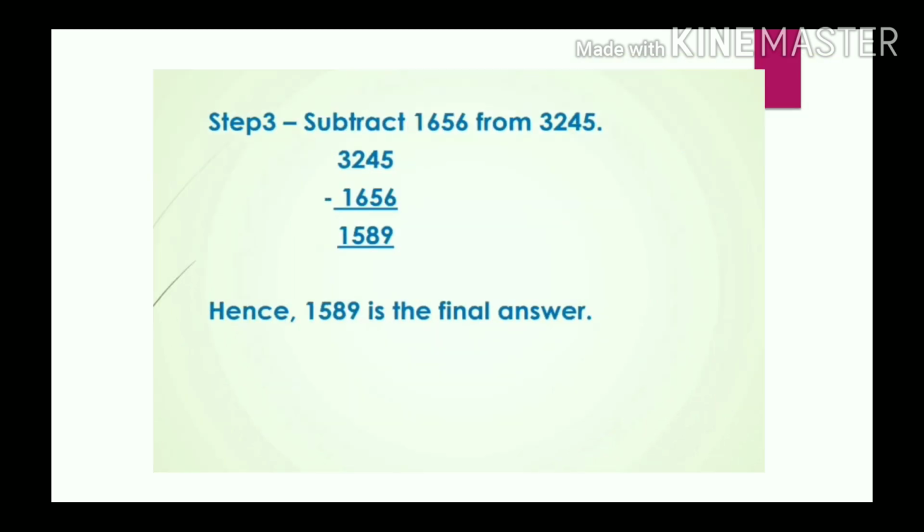Now students, step 3 is subtract the sums. So we'll subtract the smaller sum from the greater sum. After subtracting 1656 from 3245, we get 1589. So hence 1589 is the final answer. So students, I hope you have understood this revision.